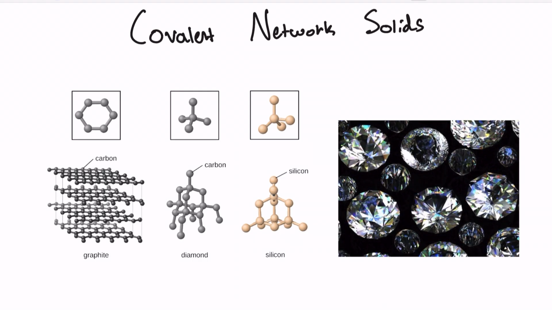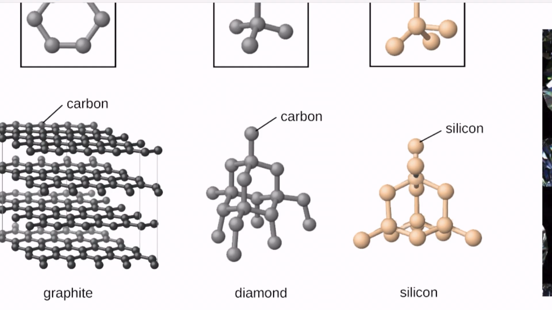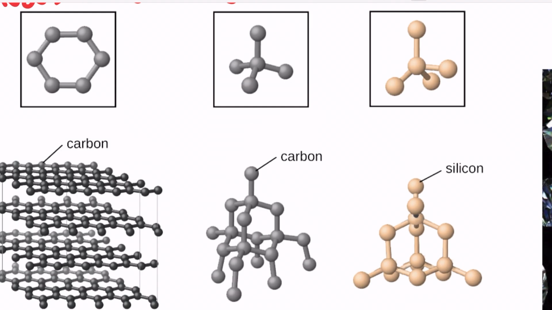Lastly, we have covalent network solids. These are atoms held together by very strong covalent bonds in a continuous network. Essentially, these atoms form one large molecule instead of many smaller molecules, which explains their strength. Examples of this include diamonds, silicon, and quartz. And as you can see here from these images, this is what we're referring to with our covalent network. All these atoms are bonded to each other in a very neat network. It's extremely organized, and that's why it's strong.